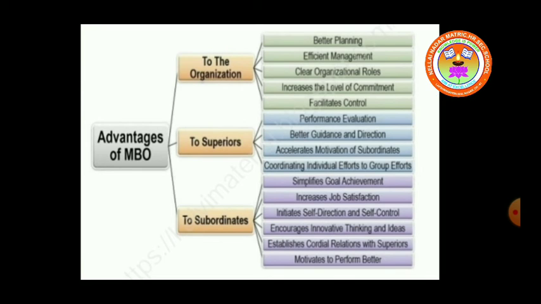Next, to superiors. Advantages of MBO to superiors. Performance evaluation. Systematic evaluation of performance is made with the help of MBO. MBO gives the criteria of performance. It helps to take corrective action. Delegation of authority is easily done with the help of MBO.